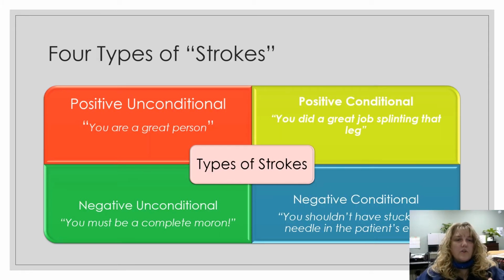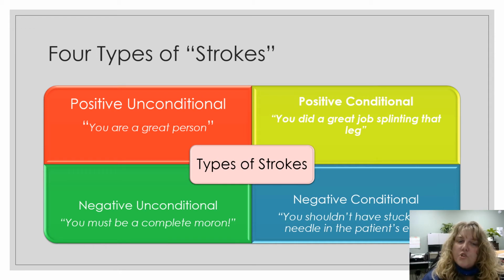So there are 4 types of strokes we're going to look at. The first one is the positive unconditional stroke. You're a great person. There's nothing behind that. There's no ulterior motive. It's not conditional upon something. It is just a positive, unconditional stroke. It is, you are a great person.